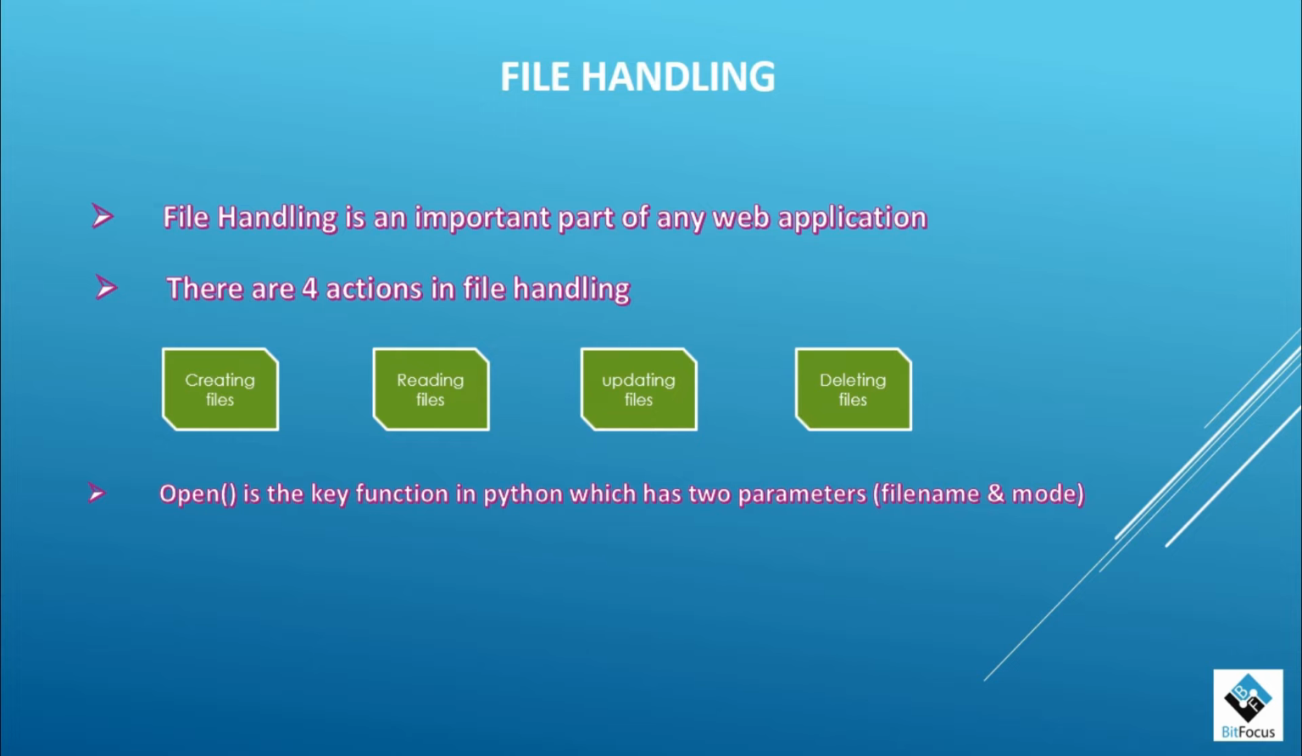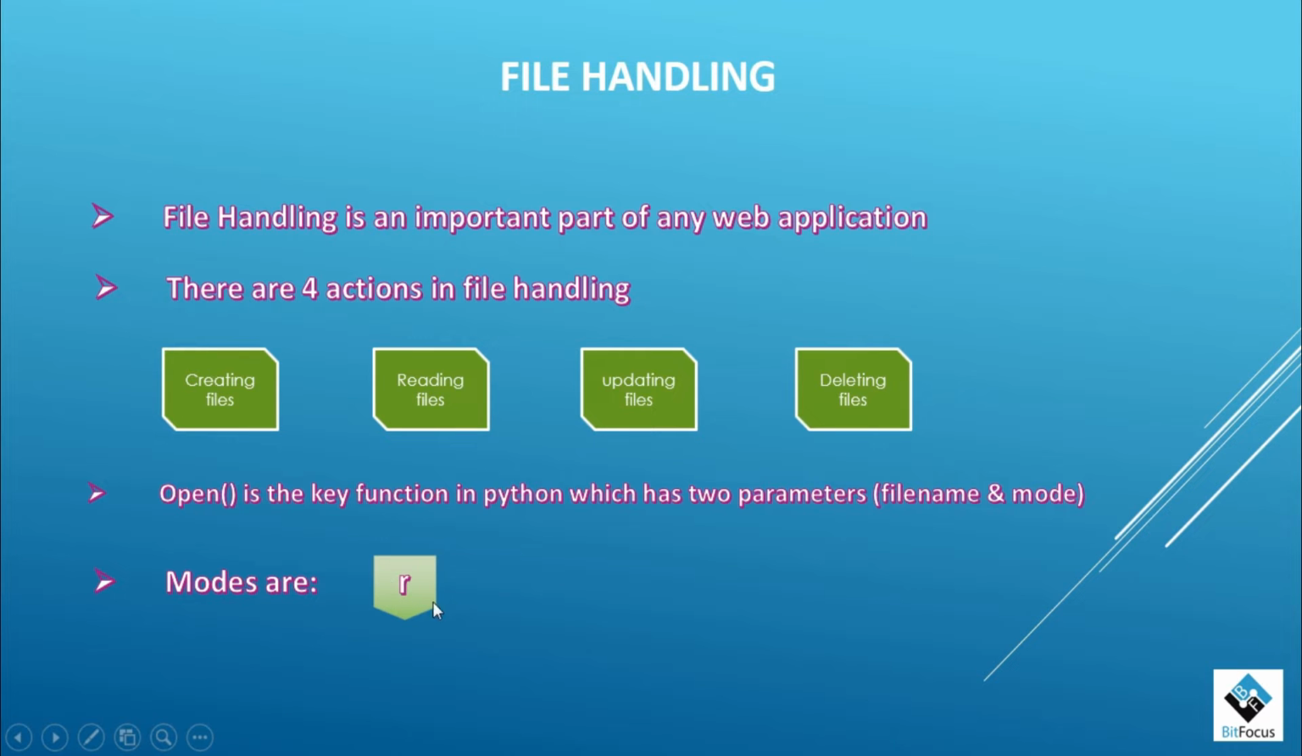But in Python, please remember there is a key function, that is open. It is used a lot when we want to work with files. This open function has two parameters. The first parameter is the name of the file. If you want to create a file, you should put a name for your file. And the second is mode.